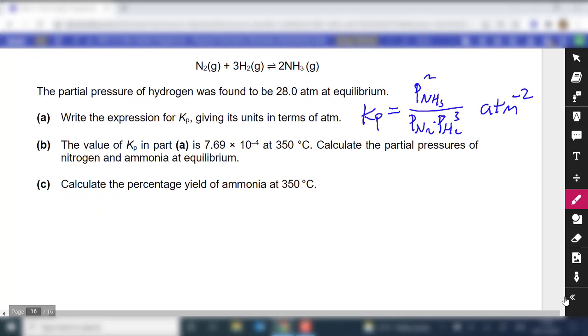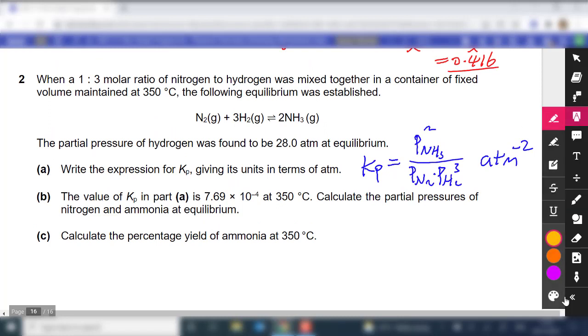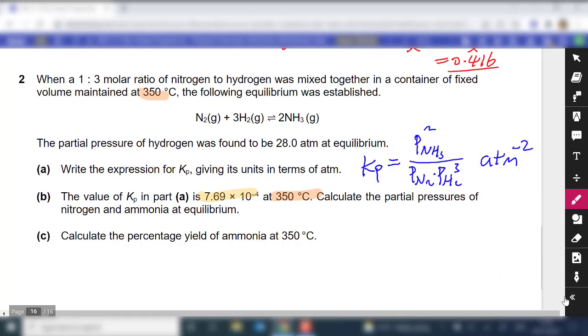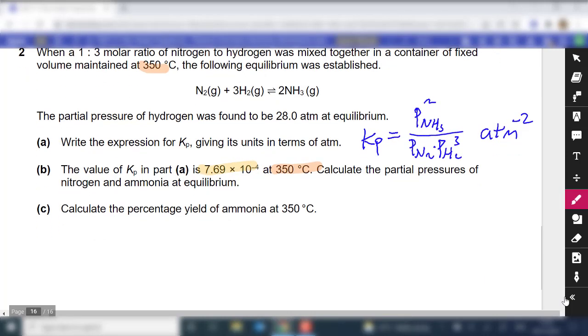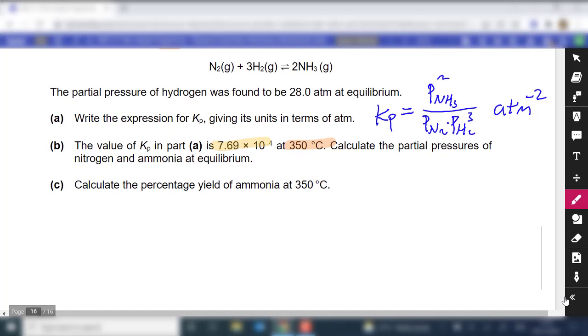Okay, so for part B, you were told that the value of Kp was found to be 7.69 times 10 to the power minus 4 at 350 degrees Celsius. So we better check that the temperature is the same. Okay, so 350, 350. Okay, so this is the value which we need to work with. And then you are supposed to calculate the partial pressure of nitrogen and ammonia at equilibrium. Okay, so let us try to do it.